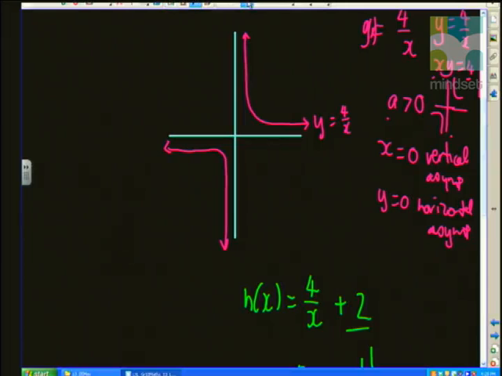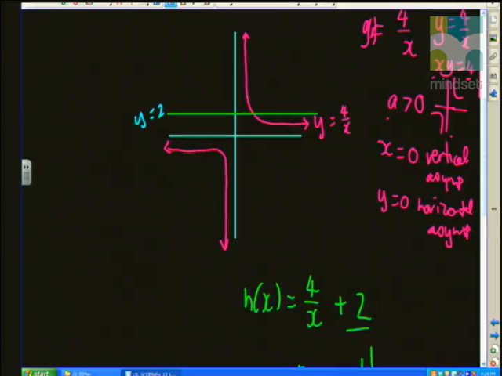Let's use the green. So we've got y is equal to 2. That is the horizontal asymptote for the graph y is equal to 4 over x plus 2. So we've got a horizontal asymptote of y is equal to 2. All right? So therefore, if I tried to draw this graph, what's going to happen?